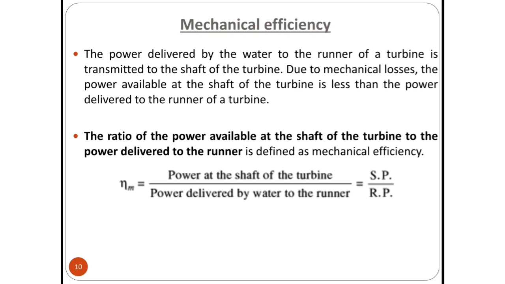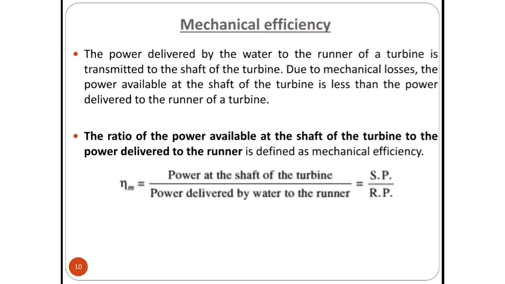So let us go with the mechanical efficiency. What happens is, initially we will supply the water to the vane. Because of this, the runner will start to rotate. This is in connection with the shaft, so the shaft will start to rotate.